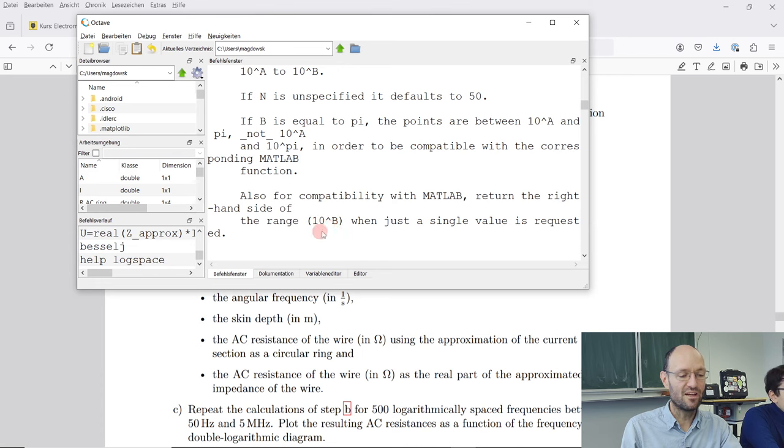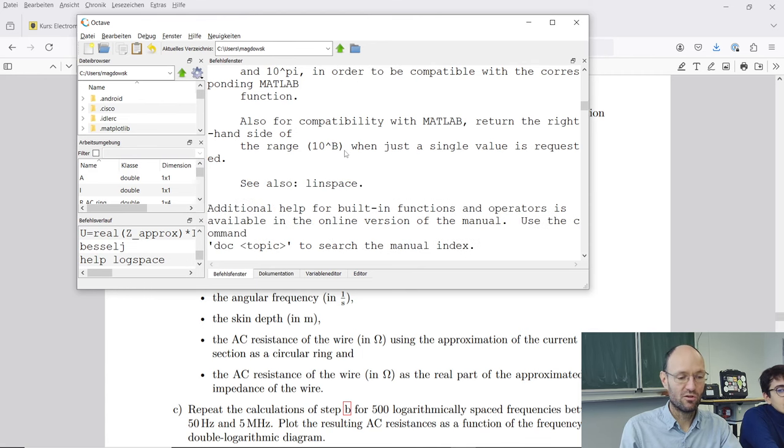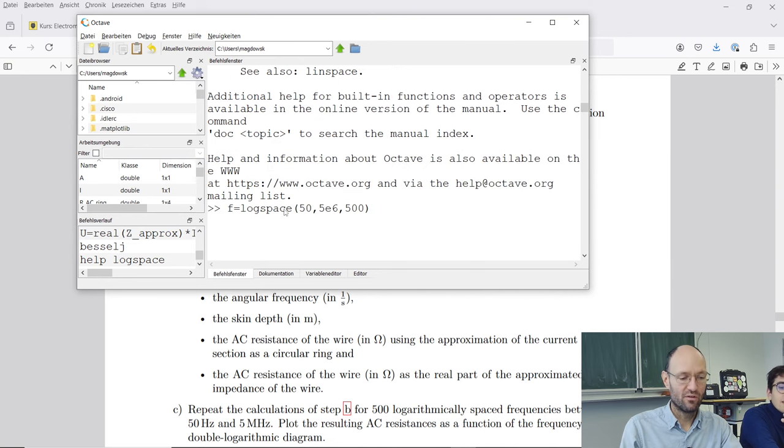If I would know the result of this and I would like to have B log, and log to this base here, so log 10. So if we say logspace of log 10 of 50 and log 10 of 5 megahertz with 500 points, I will escape the output because otherwise I would have 500 values on this.